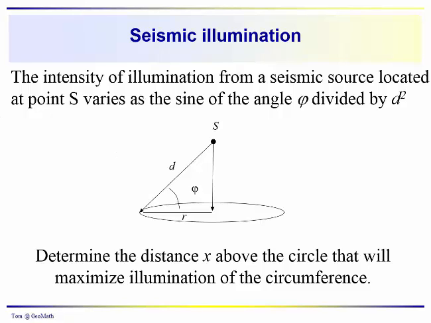The second example involves the intensity of illumination from a seismic source located at a source point location, at an elevation, some height above the surface here. And we're interested to determine this distance that will maximize the illumination of the circumference at this radius r. So you can see psi is this angle, d is the ray path length.